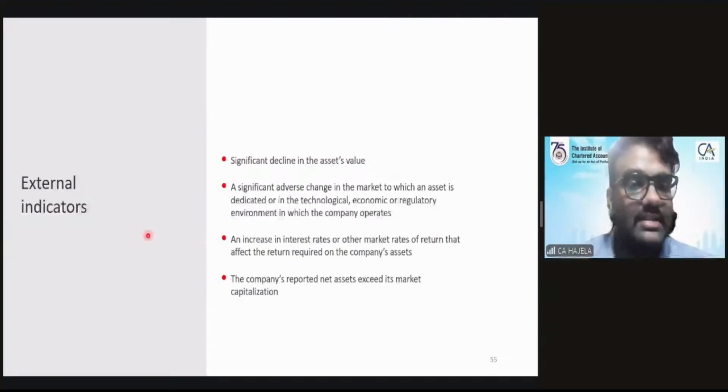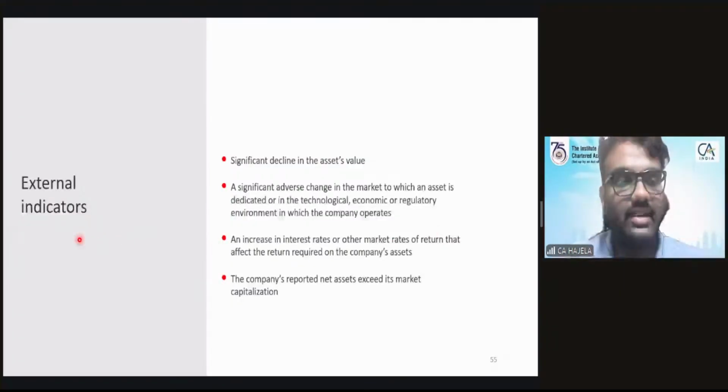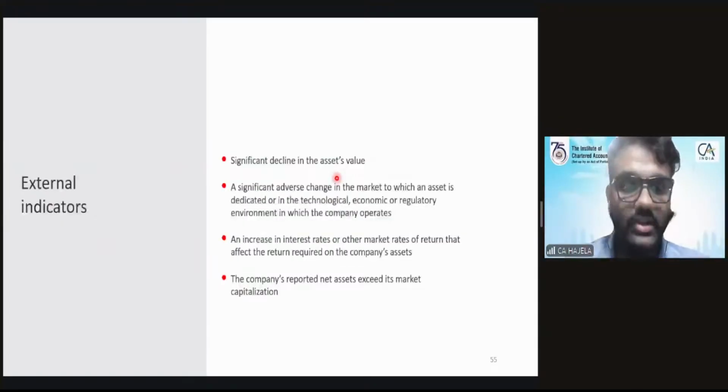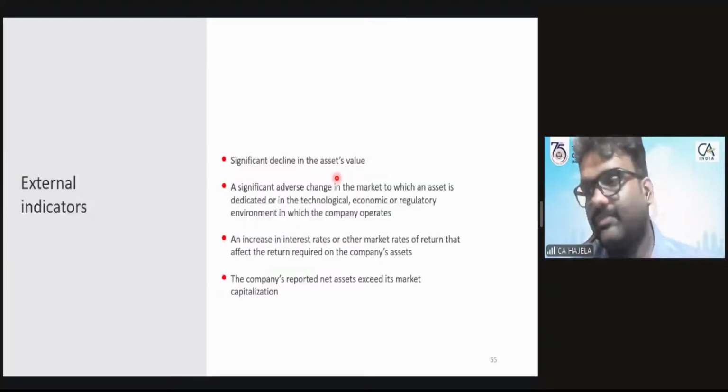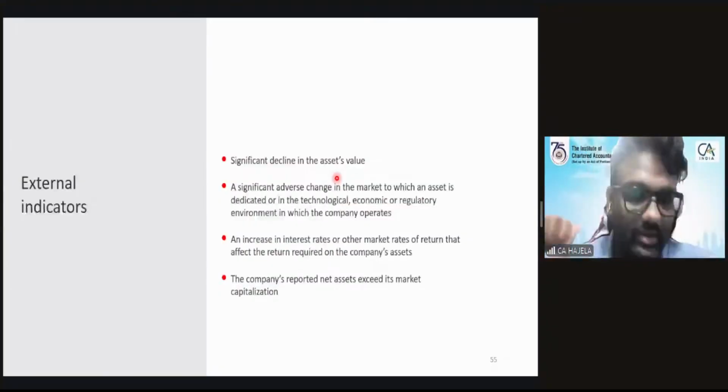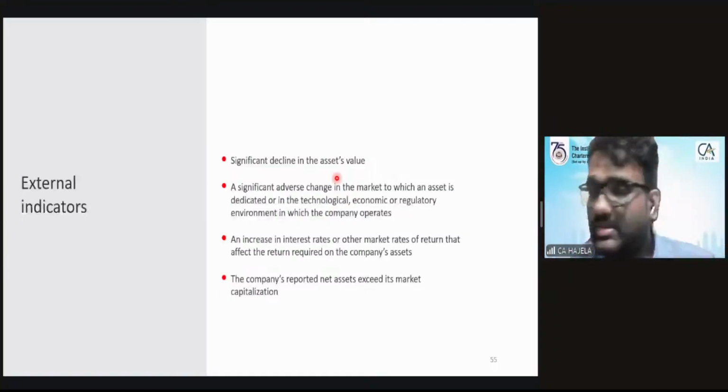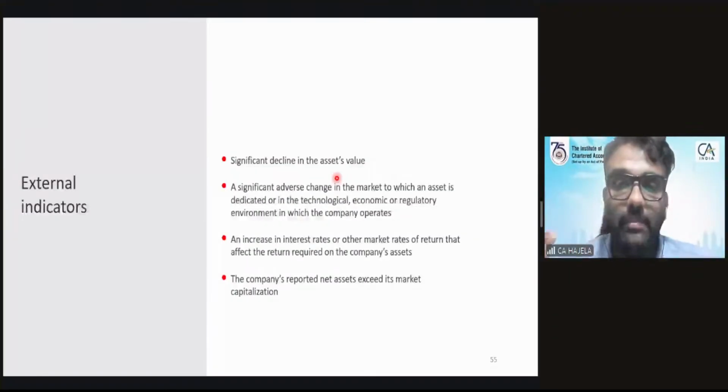Now what are external indicators? External indicators are when there is a significant decline in the asset's value, जो मैं आपको बता रहा हूं. Now what is happening that because of, let's say, AI आ गया है, right? Because of AI, there is a significant decline in some assets' value. These are all external indicators.